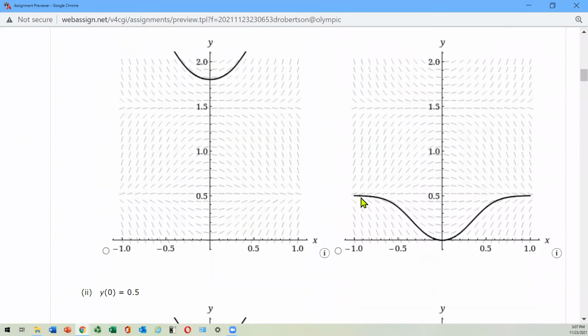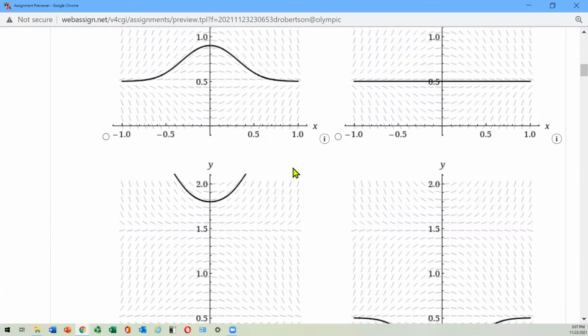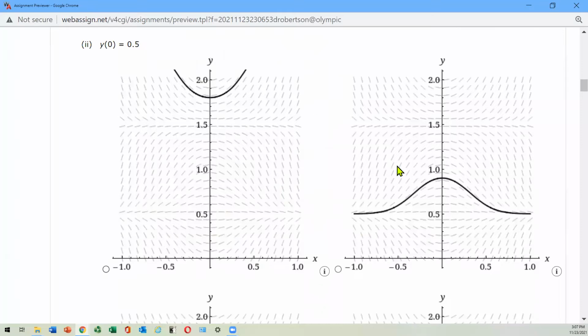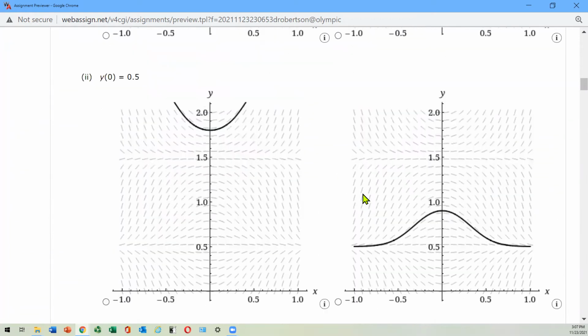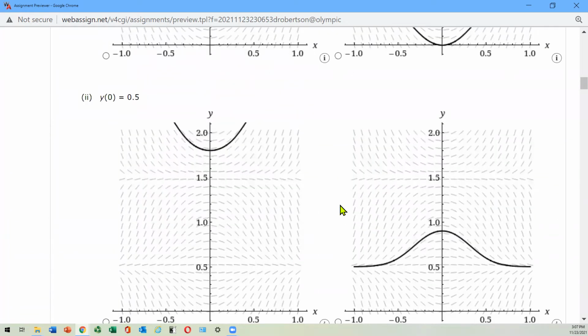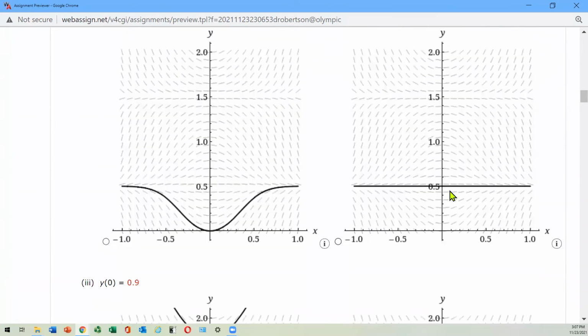Now, if you are told y of 0 equals 0.5, well, I know the background is the same direction field, so I can pretty much just use any one of them and then we can see which picture it works with. 0.5 is here. Now I'm looking at 0.5, and to me that's pretty much virtually a straight line. So that's the guy you would pick.